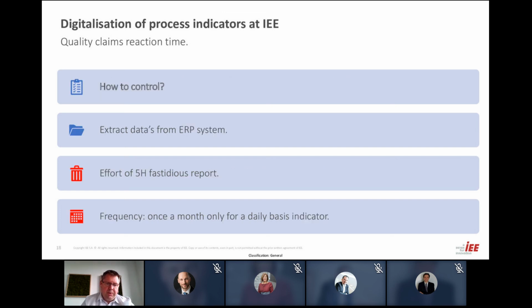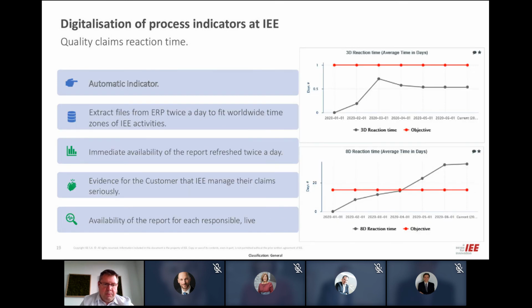So like before, we had to extract data from the ERP system. It took more than 5 hours to get all these indicators ready. And so the frequency was done on a monthly basis, where really the indicators were needed on a daily basis. So now we have the automatic system running, extracting the file twice a day to fit our worldwide time zone of the IE activities. We have immediate availability of the report, and also the quality team can see the information directly.